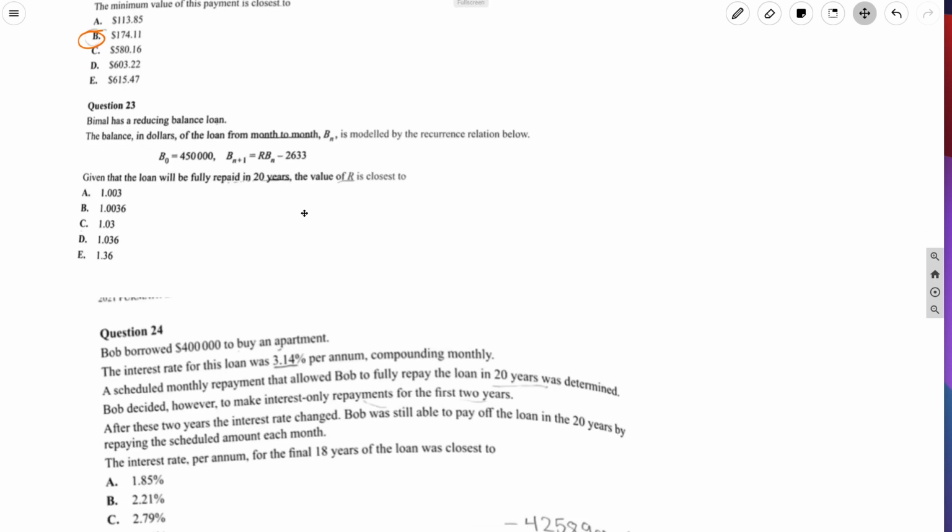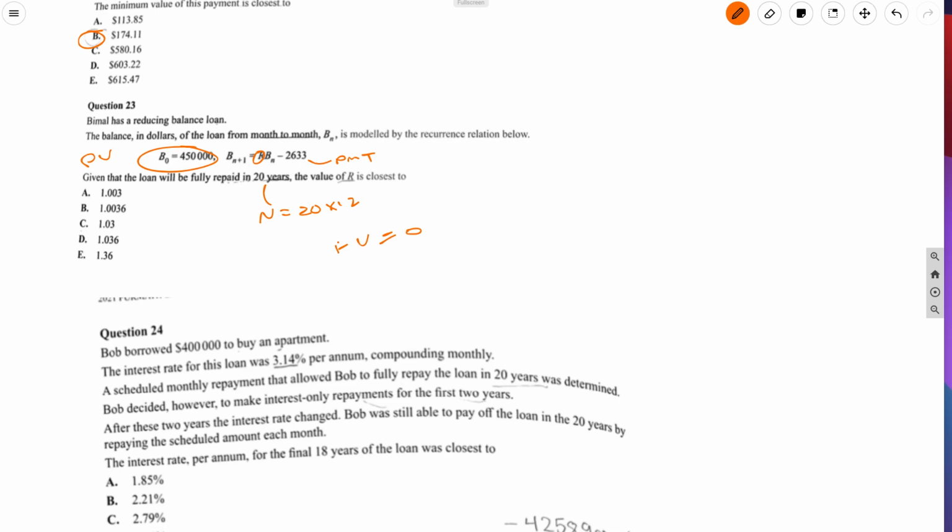And then Bimal has a reducing balance loan. The balance in dollars of the loan from month to month, BN, is modeled by the recurrence relation. Given that the loan will be fully repaid in 20 years, the value of R is closest to. Okay, so this is the PMT. This relates to the interest rate, which we can work out. And this is the PV. And it's fully repaid in 20 years. So N is 20 times 12. And the FV will be 0.